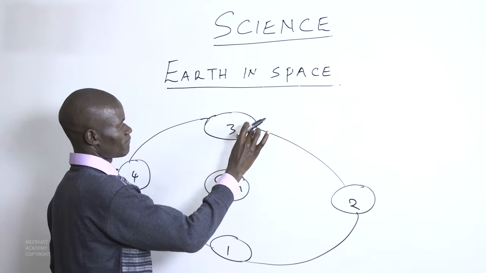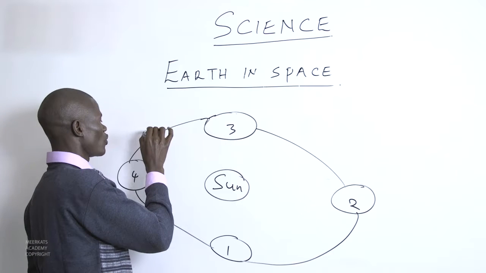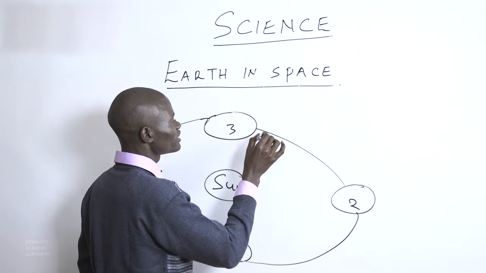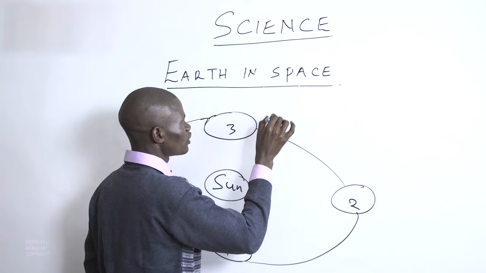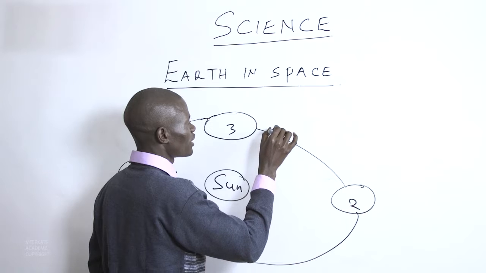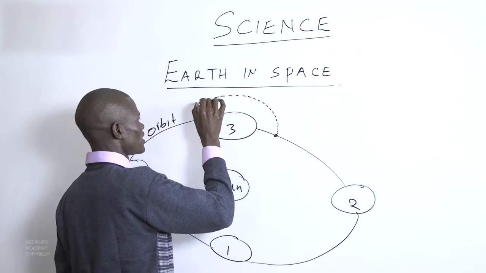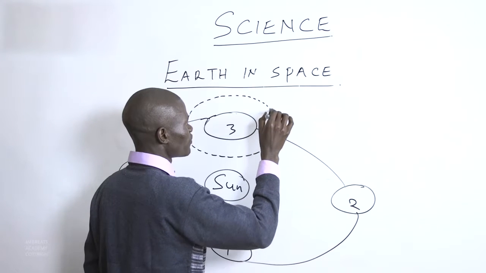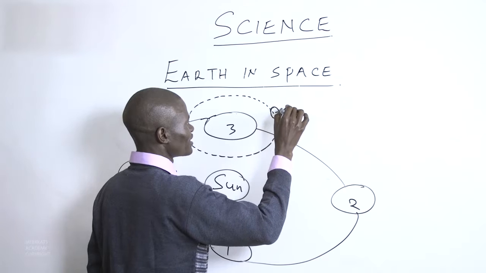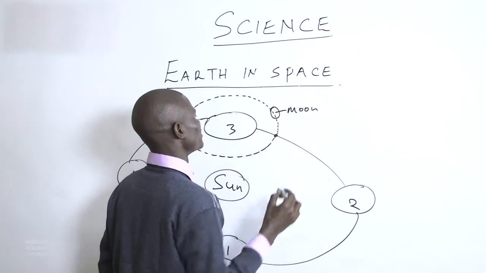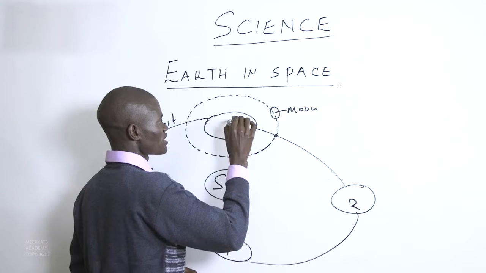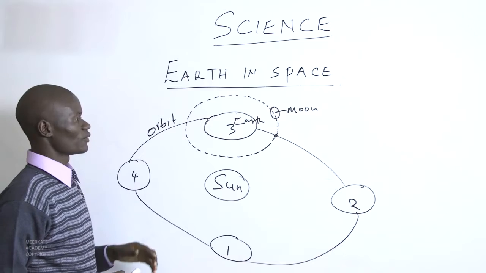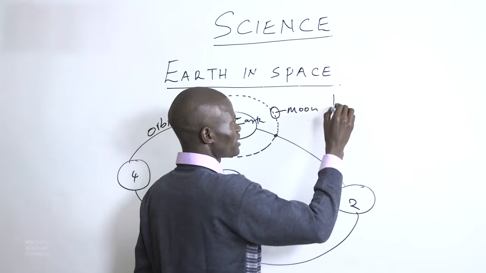It is just following an orbit, and there is a moon somewhere. The moon also may have its own orbit. Therefore, we may have the moon. This is the moon, and this represents the earth. We are looking at the Perigean Tide.